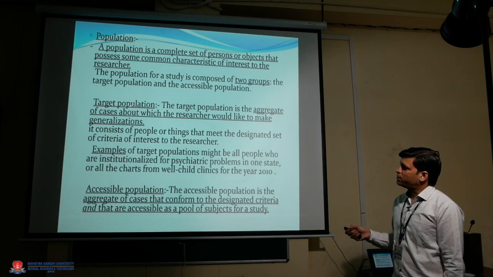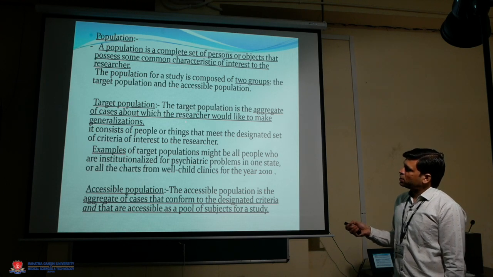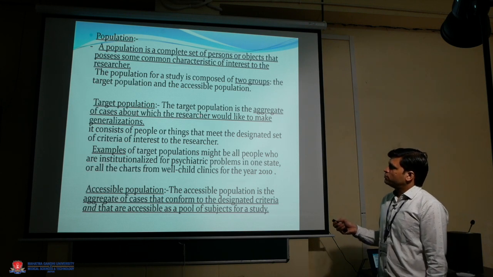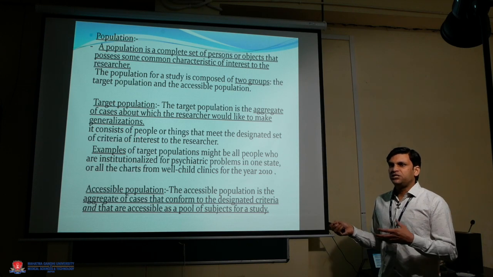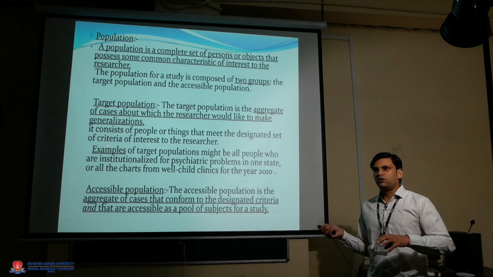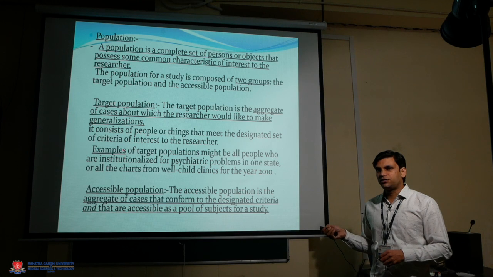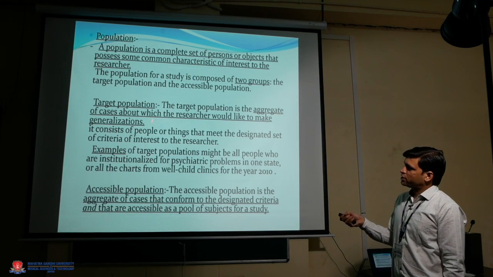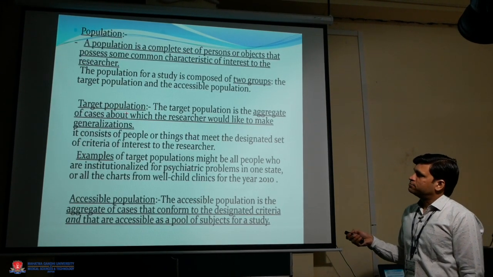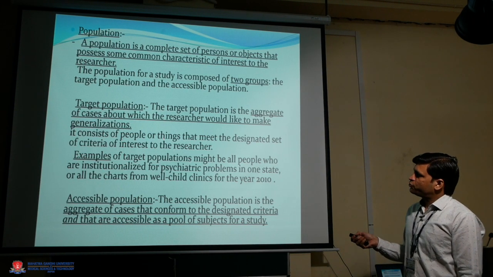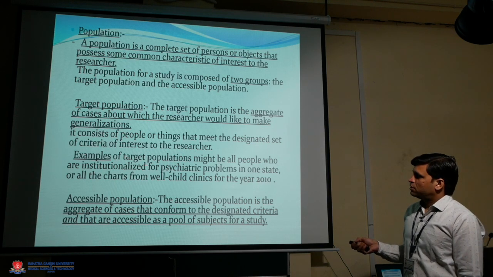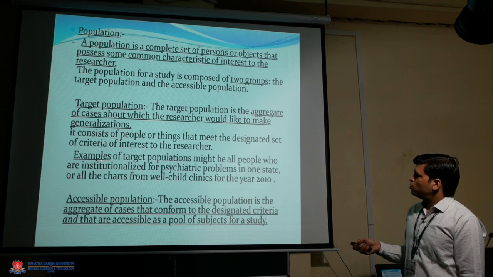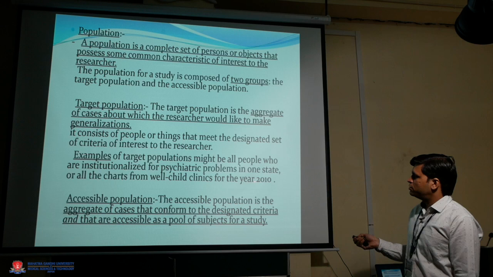The first of them is target population. Target population is the aggregate of cases about which the researcher would like to make generalization. It is the type of population on which the result of the study will be generalized. When the researcher does any study on the samples, the result of that particular research will be generalized on the target population. It consists of people or things that meet the designated set of criteria of interest to the researcher. An example: they might be all people who are institutionalized for psychiatric problems in one state, or all the charts from Well Child Clinic for the year 2010.